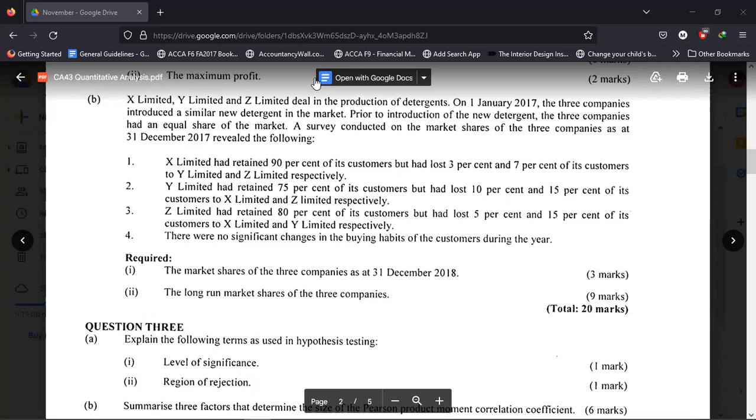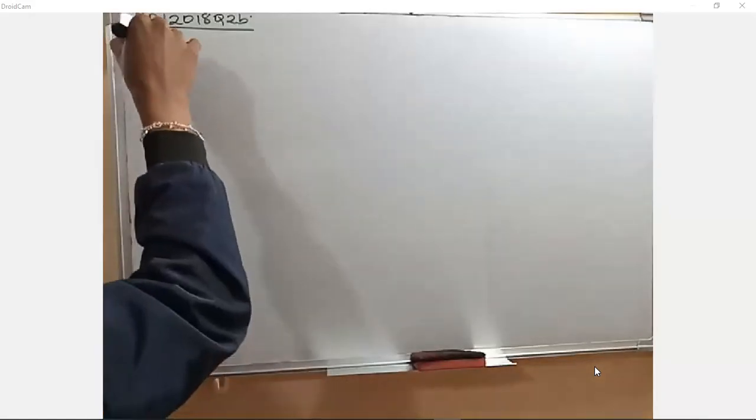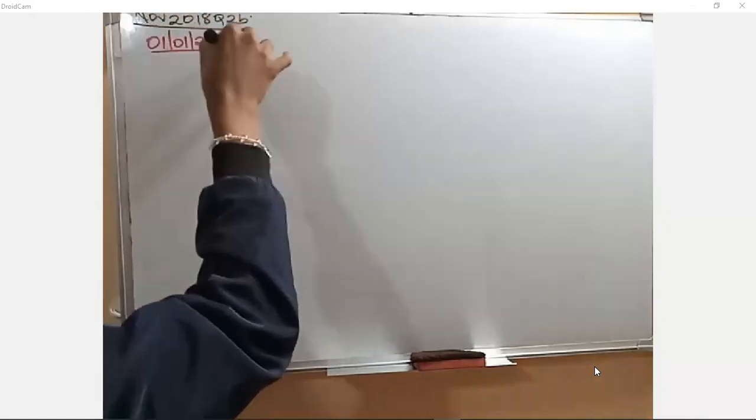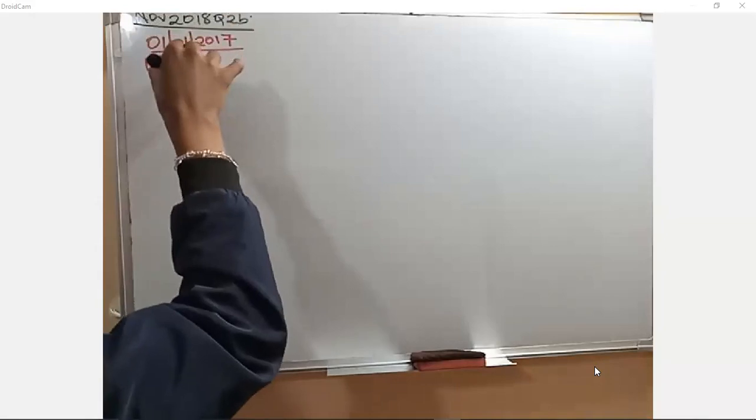Now, in this scenario, the first thing that we have to do is to determine the market shares at the beginning of 2017. This is what we have to do. Because we are calculating the market shares for 2017, the market share is equal at the beginning of the period. So we are discussing first 2017. The market share is equal.